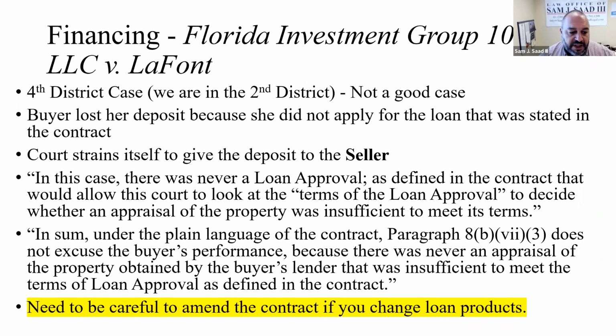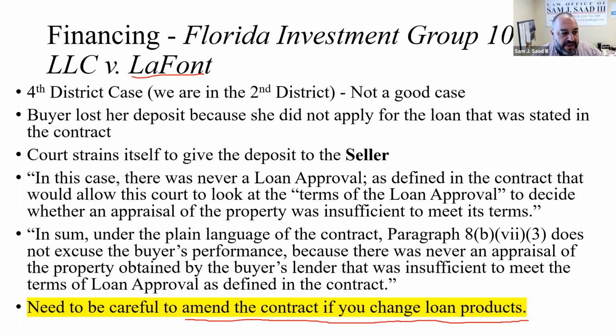The final lesson on this slide is amend the contract if you amend the financing. If you start with a conventional loan, but then you realize that your client is a veteran and they can get a better deal from the VA and you switch to a VA loan, amend the contract. Change the checkbox in the finance contingency for either contract so that you don't run into the Lafont case and have a situation where you've applied for the wrong loan.